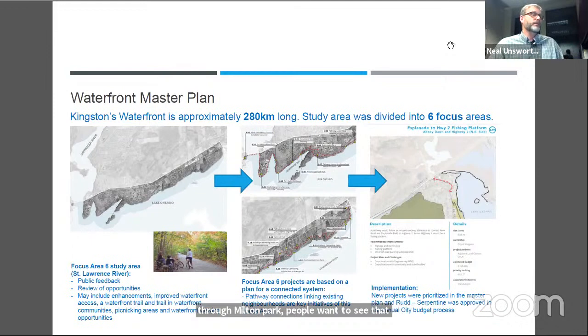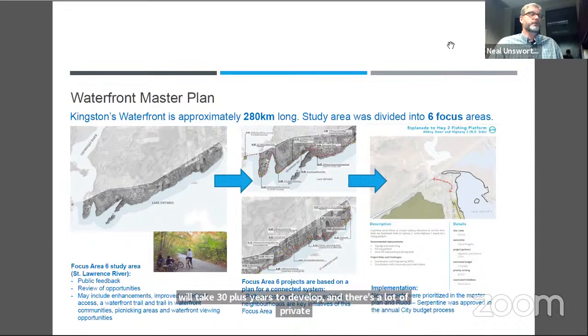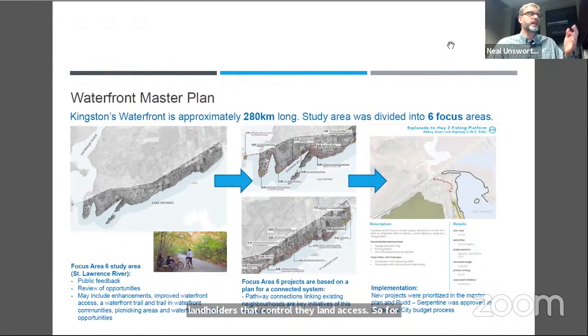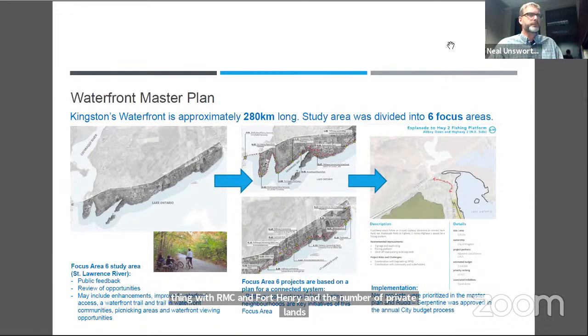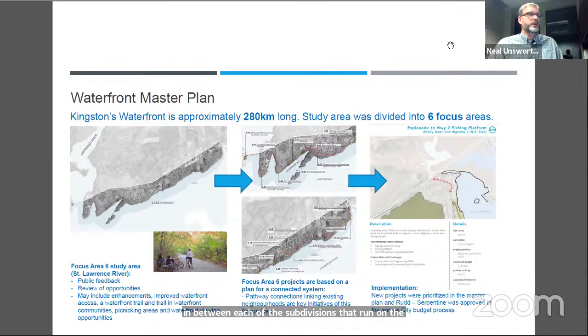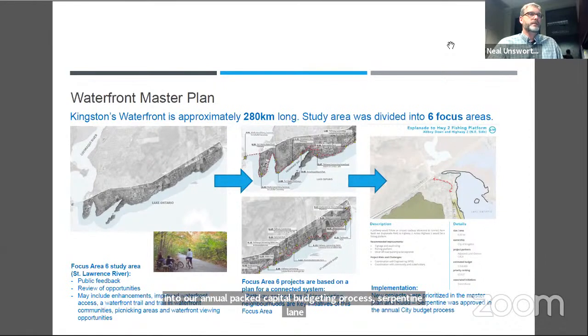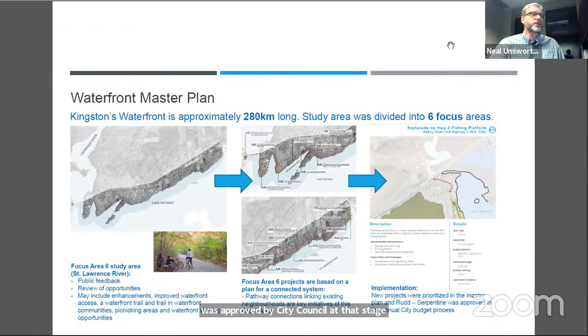Now we know the reality is that will take 30 plus years to develop, and there's a lot of private landholders in there that control the land access. So for example, it's up to the military whether they want the city to develop a pathway through their lands. Same thing with RMC and Fort Henry and a number of private lands in between each of the subdivisions that run along the St. Lawrence River. But some of the lands we do control are the Rudd Avenue to Serpentine Lane connection. The actual projects were put into our annual capital budgeting process, and Serpentine Lane was approved by City Council at that stage. That's how the project became a live design and construction project, through our annual city budget process. Next slide, please.